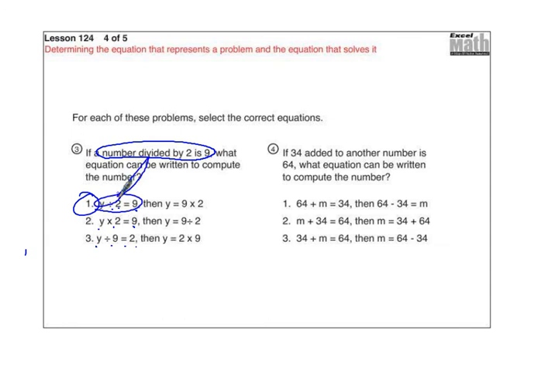Number 4, if 34 added to another number is 64, what equation can be written to compute the number? 34 added to another number is 64. Does that one make sense? No. 34 plus another number is 64. No. 34 plus another number, yeah. That's the only one that makes sense. Added to another number. And I believe that's it.